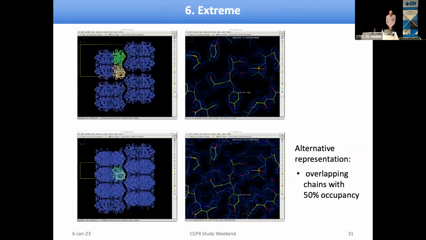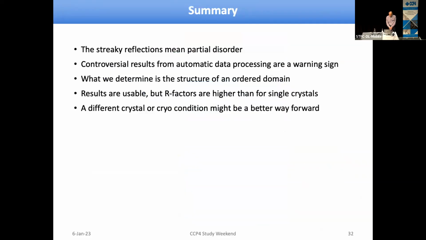And the other remark here is that there is an alternative representation of such structures in this twice smaller unit cell, where the whole asymmetric unit has occupancy 1/2 and overlaps with its symmetry copy. And to resume, the streaky reflections mean partial disorder. Controversial results from outer processing give an early warning sign. What we determine in these structures is the structure of an ordered domain, not the whole crystal, and results are usable, but R factors are rather high, and different crystals or different cooling conditions could be a better way forward.